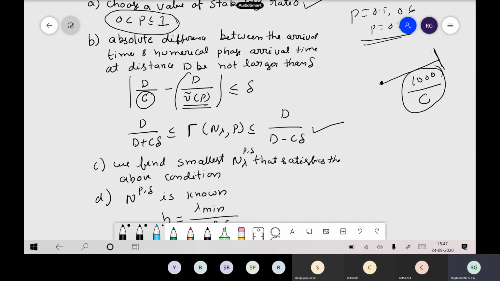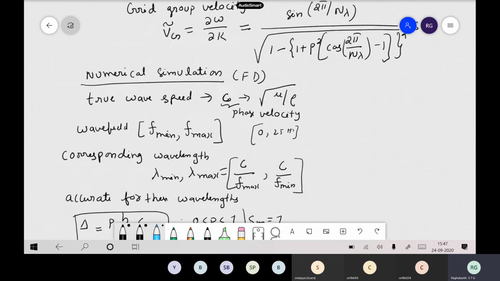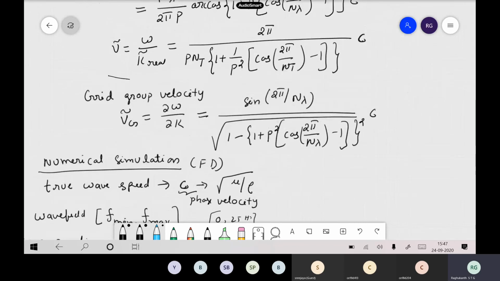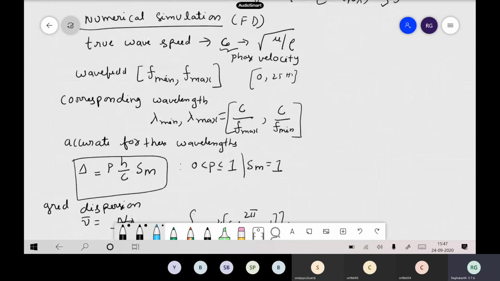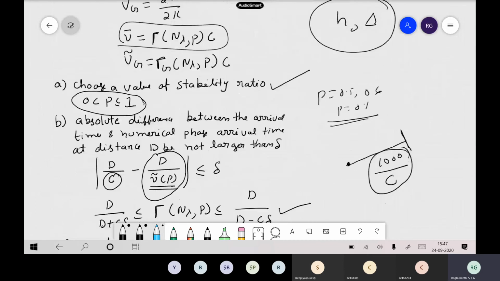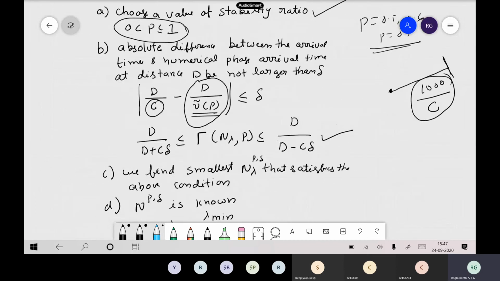Now in my finite difference mesh, because I have done this discretization, the velocity is not c. Basically it is this v hat p, the phase velocity we wrote above. This type of expression we have. It is not c. So what you do is, for this distance, you fix some error in the arrival times. So this delta has to be fixed. How much error, 10% or 2% or 1%, you have to choose.